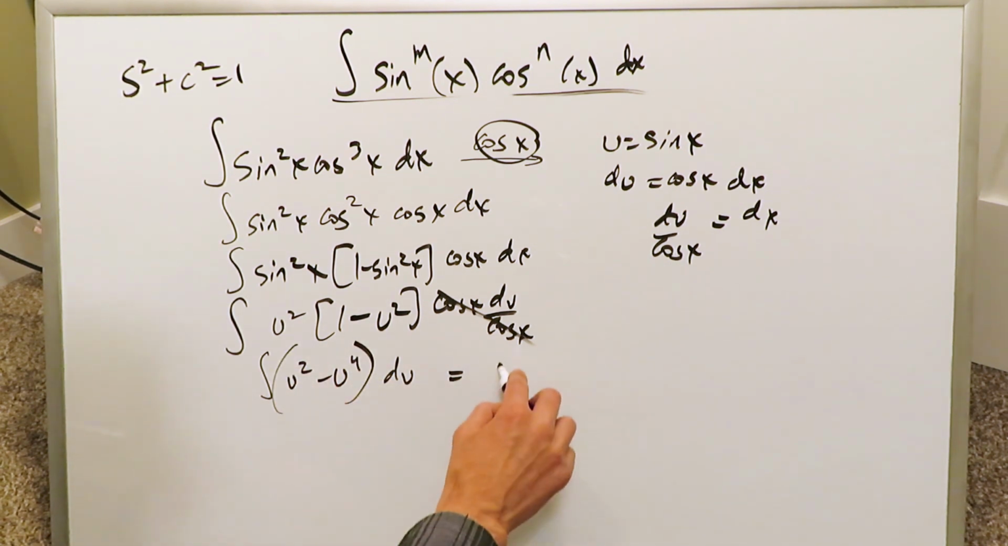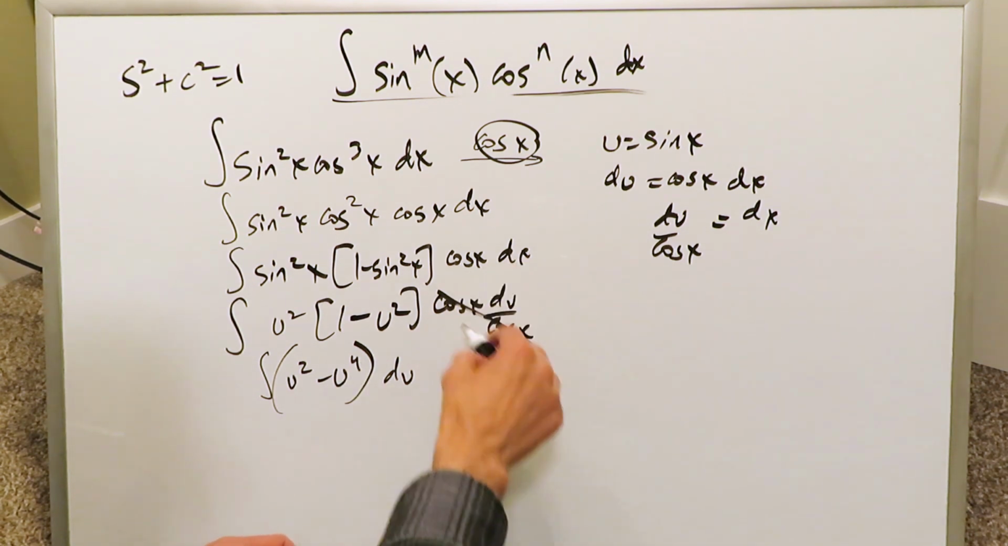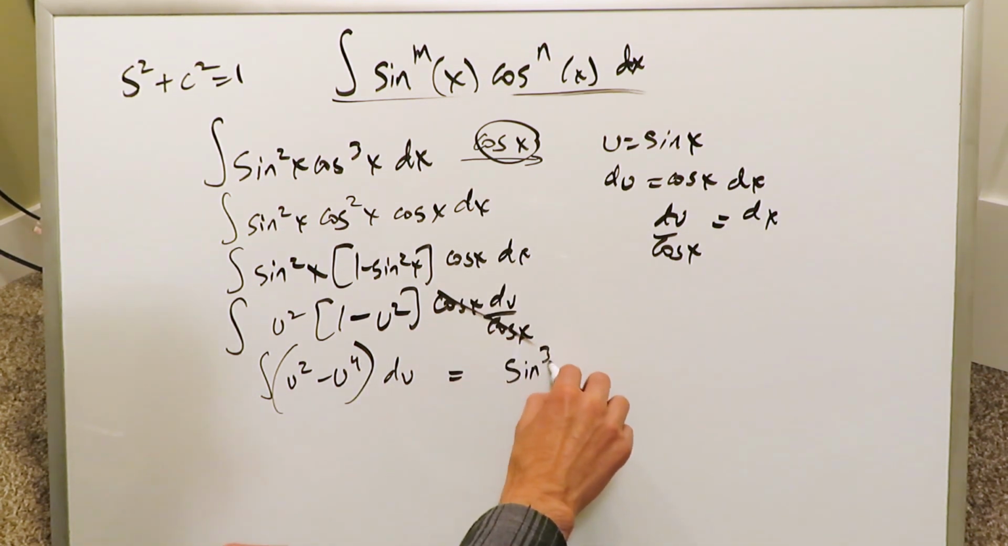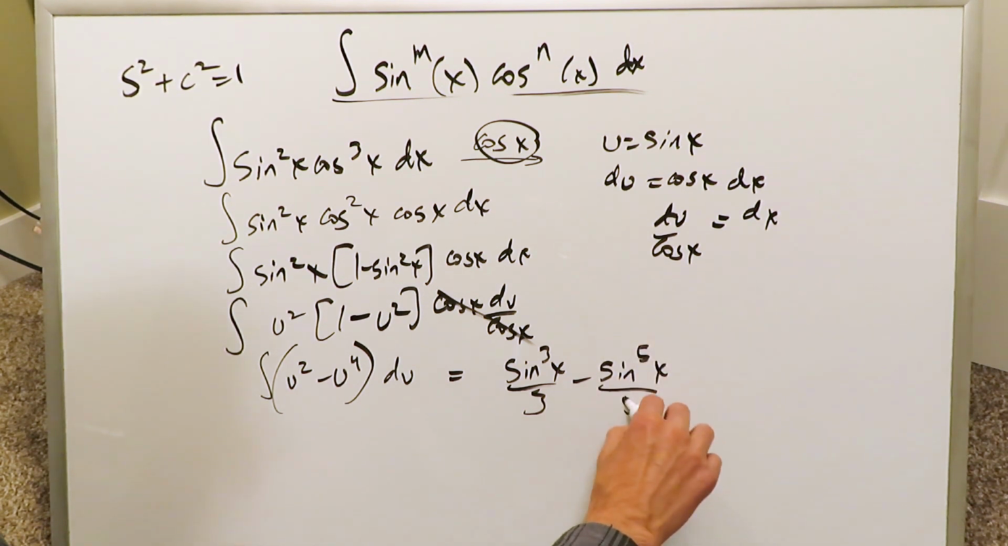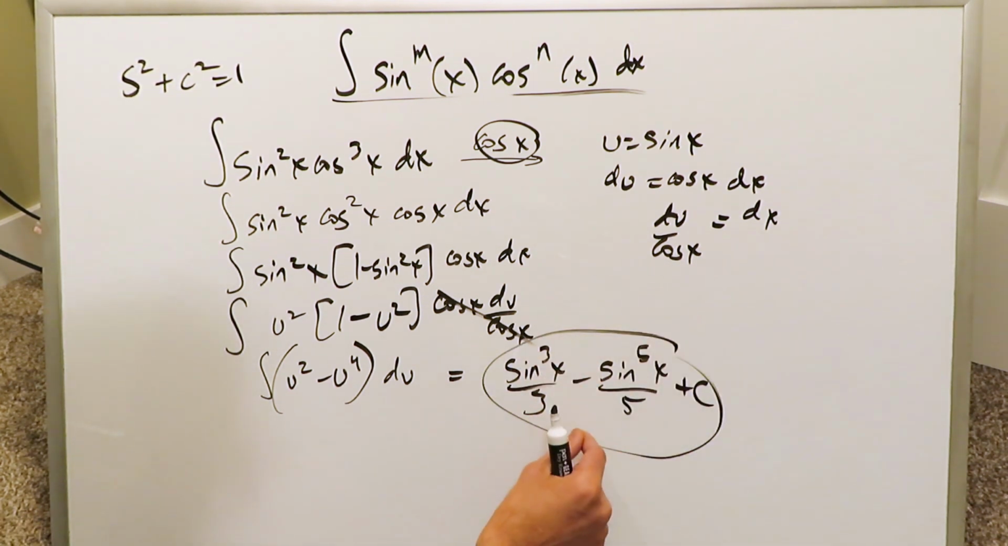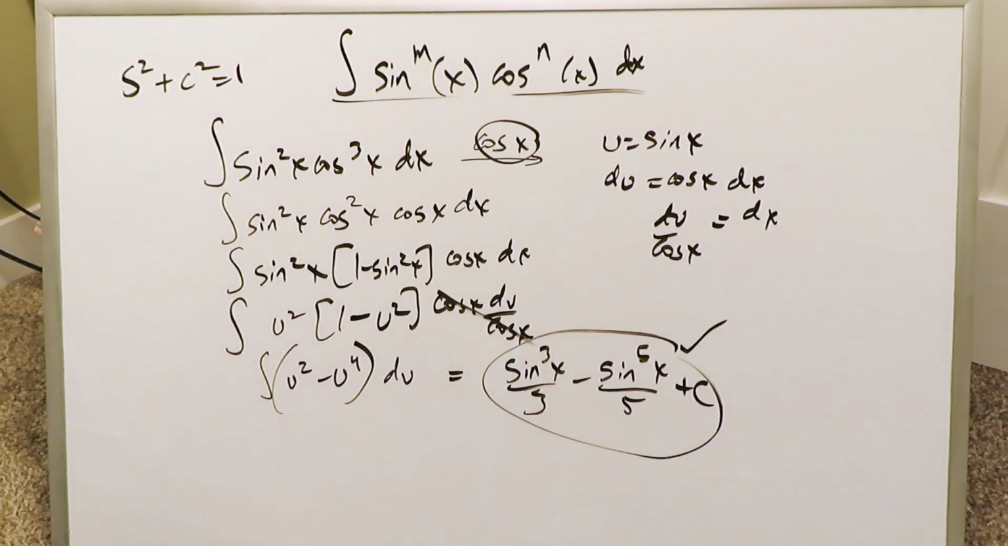n plus 1 divided by n plus 1, you'll have u cube over 3 minus u to the 5 over 5, but we can substitute the sine. You'll have sine cube x over 3 minus sine to the 5 x over 5 plus c. You can do a common denominator, isolate a sine cube x and all of that, or you can just keep this as your answer and it should be right.